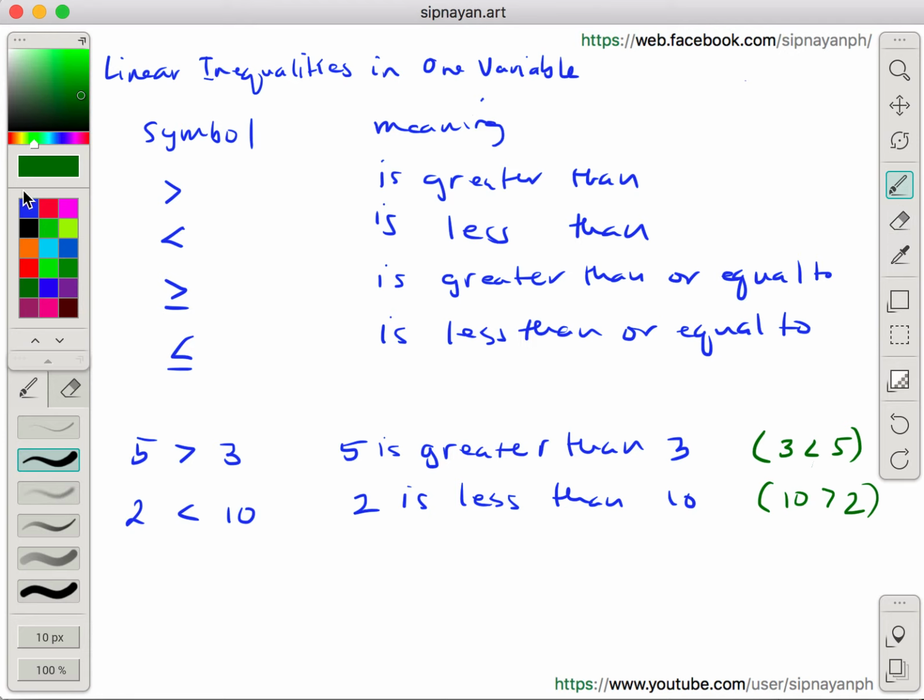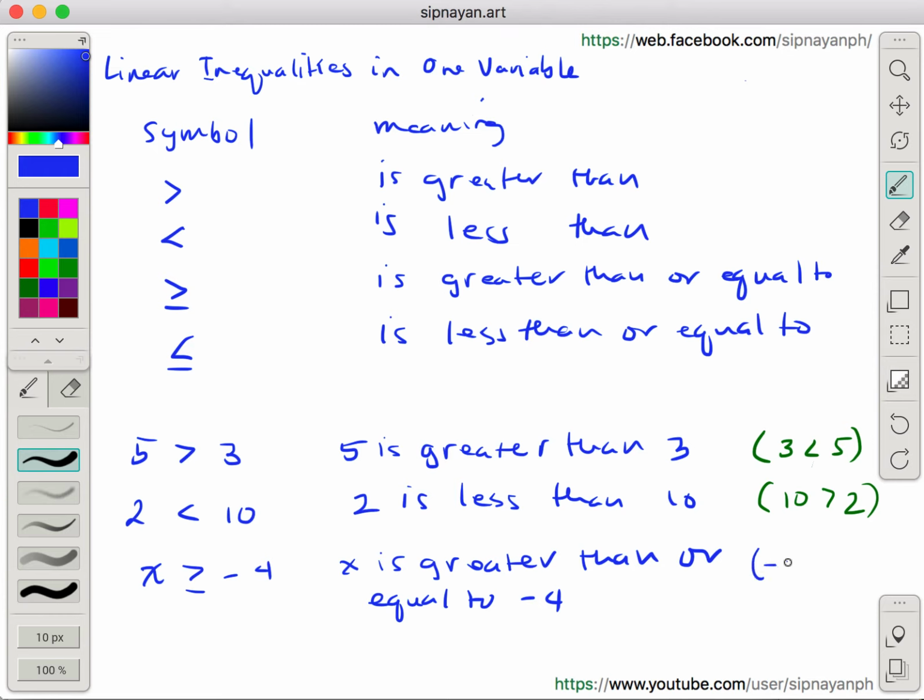Meaning, if I have the inequality x is greater than or equal to negative 4, kunwari, then pwede ko rin siyang isulat as negative 4 is less than or equal to x, no? So pareho lang din ang meaning nitong dalawang yun. So yan yung isang importanteng bagay na dapat hindi natin siya kalimutan.